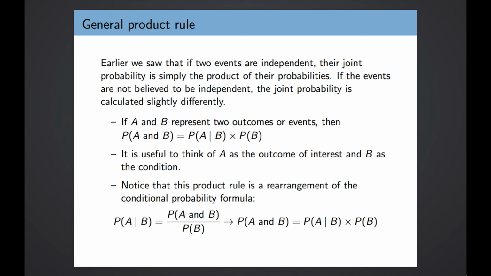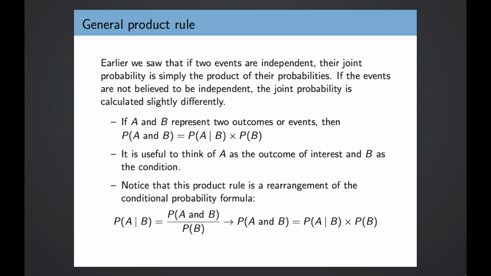So the joint probability generally, if A and B represent 2 outcomes or events, then the probability of A and B is the probability of A conditional on B times the probability of B. This is just a rearrangement of the conditional probability formula that we already looked at. And I have this down here where you can see and compare these two formulas.